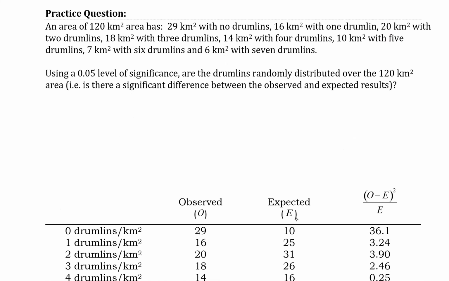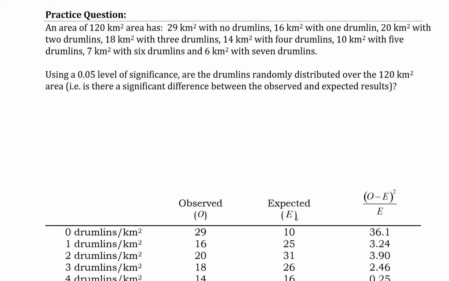So here's our next question. In an area of 120 kilometers squared, we have 29 kilometers squared with no drumlins, 16 kilometers squared with 1, 20 kilometers with 2, etc. And this is our question. Using a 0.05 level of significance, are the drumlins randomly distributed over the 120 kilometers squared area, or is there a significant difference between what is observed and what is expected?